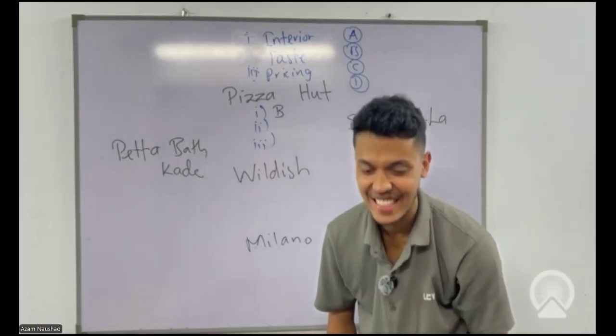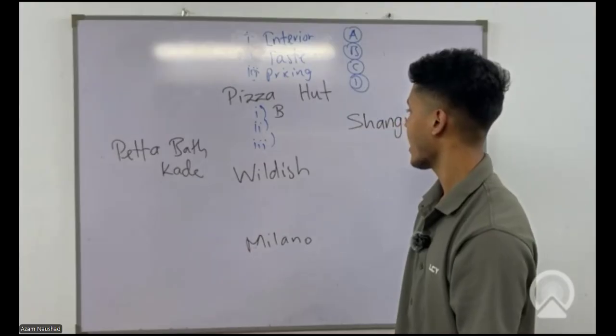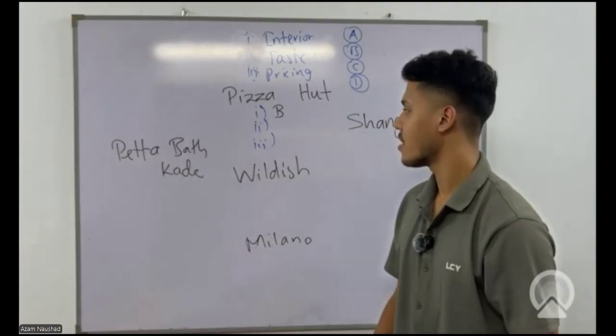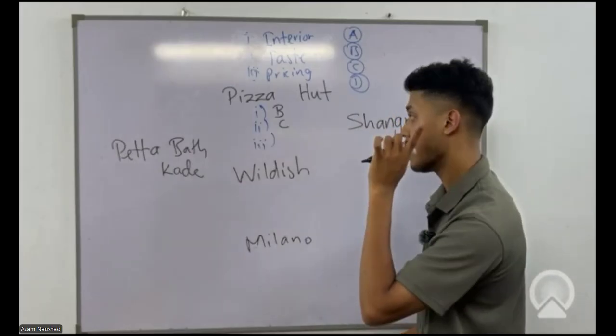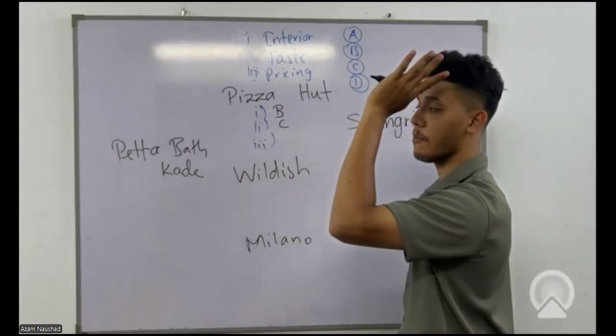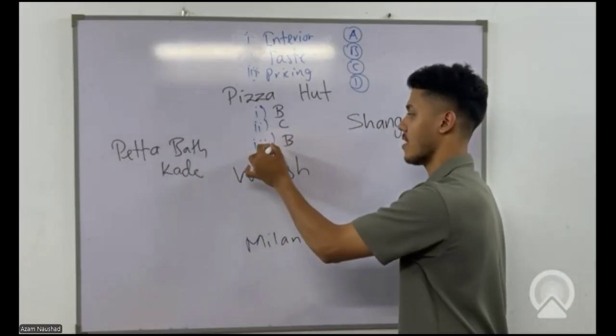So Nanda says it's C. So we can take B for Pizza Hut. Right? So what about the taste? I would say it's C. You cannot say it as B. No, you can find better foods than Pizza Hut for sure. What about the pricing? Pricing is B, I would say, right?